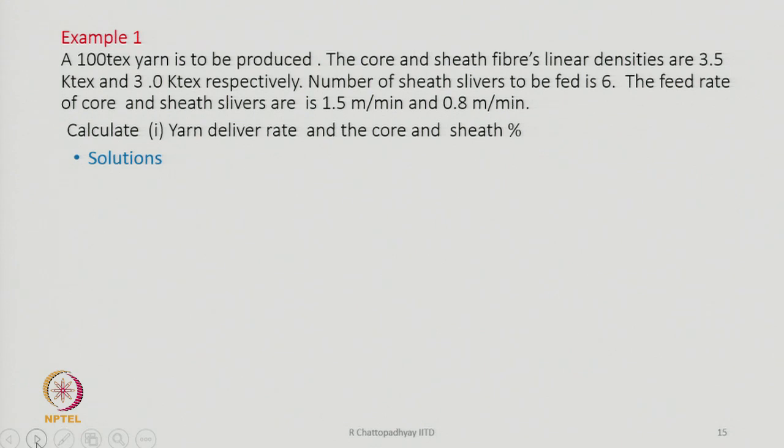Problem number 1 or example 1. A 100 tex yarn is to be produced. The core and sheath fiber linear densities are 3.5 and 3 ktex respectively. Number of sheath fibers to be fed is 6. The feed rate of core and sheath fibers are 1.5 and 0.8 meters per minute. We have to calculate the yarn delivery rate and the core and sheath percentage in the yarn.